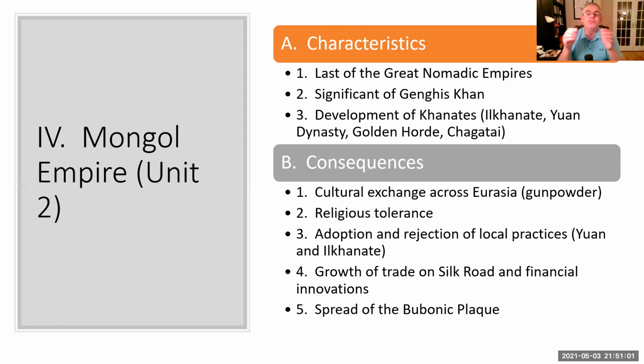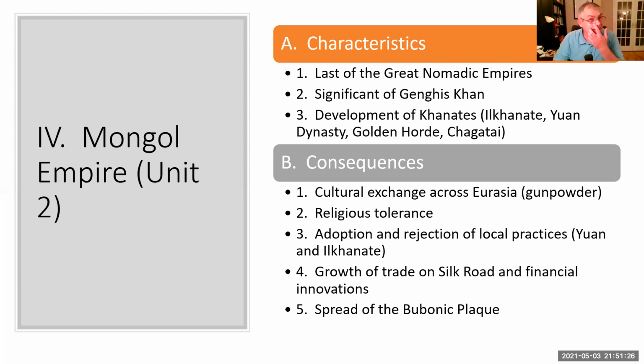One, it promotes cultural exchange across Eurasia because the Mongol Empire connects a variety of societies together, and they move these people around. They take skilled carpenters out of East Europe and send them into the Middle East. They take Persian bureaucrats and they send them into China. So they're moving people around, and as a result, culture moves around as well.